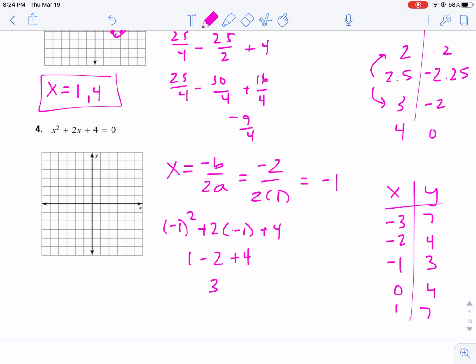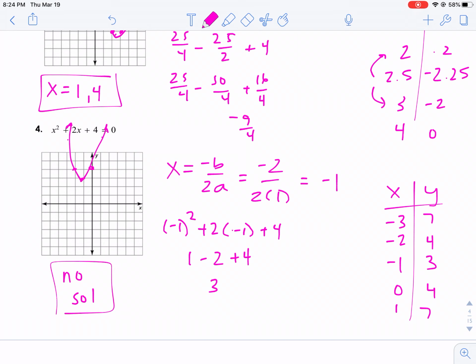So when we go to plot this, we would have a vertex of negative 1, 3. And we'd have negative 2, 4, and 0, 4. 1, 7 would be a little bit off the graph. And negative 4, 7 would be a little off the graph. So in this case, we have a parabola that's above the x-axis and it's opening upward. So this would be a case that has no solution.